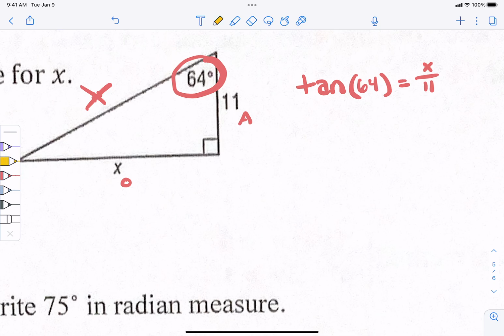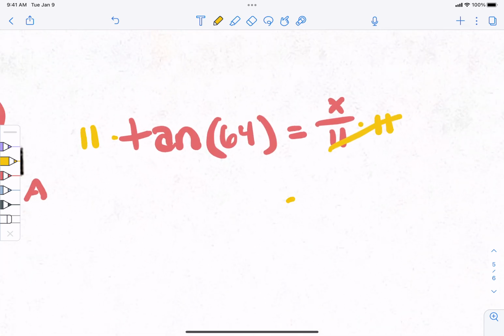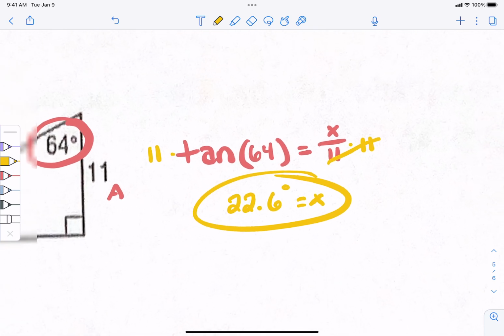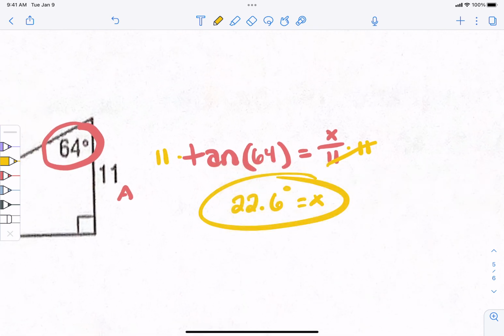Then to get that x by itself, I'm going to multiply the 11 over to the other side, and then all you have to do is take 11 times tangent of 64. Please practice typing that into your calculator, because if you end up not getting the same answer as what we got, you probably typed it in right, but you might be in a different setting, like it's called radians on your calculator. So you might be in radians and not in degrees. So make sure you get 22.6 when you type that in. Otherwise, I need to fix something.